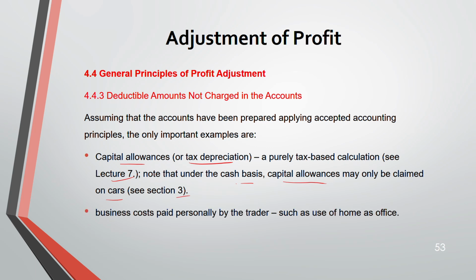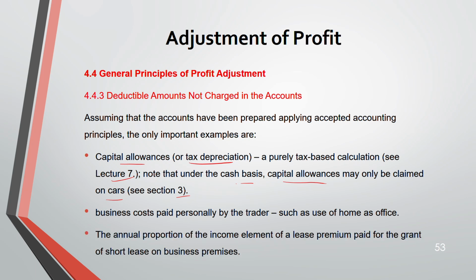Next, business costs paid personally by the trader. You can deduct them, but they were not deducted, such as use of home as office. And the annual proportion of the income element of a lease premium paid for the grant of a short lease on a business premises. This we completed in my previous lecture under property and investment income. Lease premium: the short lease has an income element and a capital element to it. The annual proportion of the income element you have to deduct. It's deductible, but you did not take it, now you deduct.